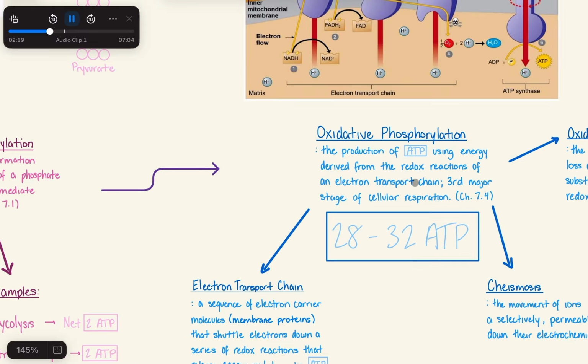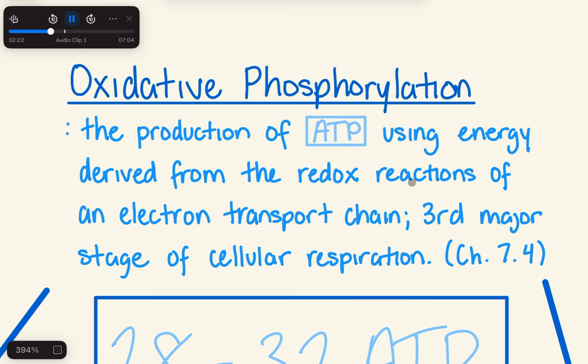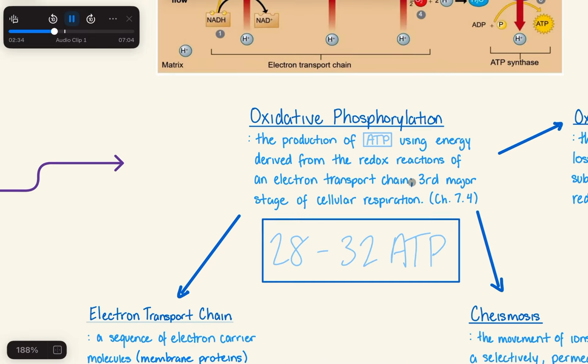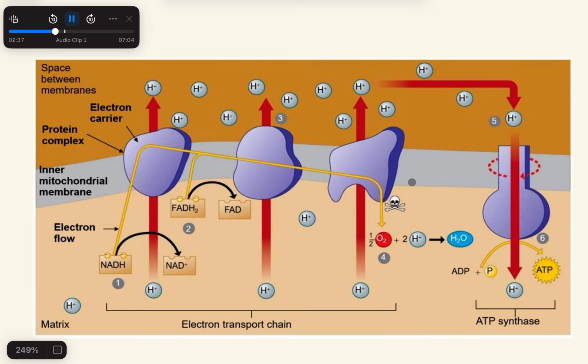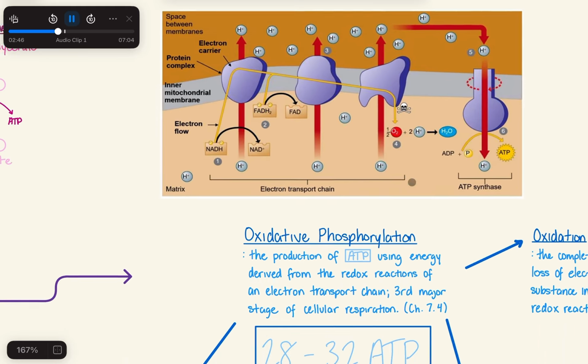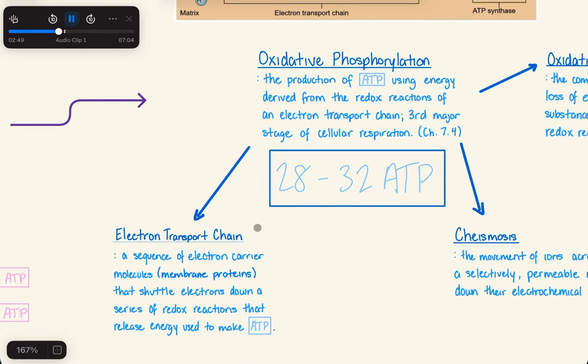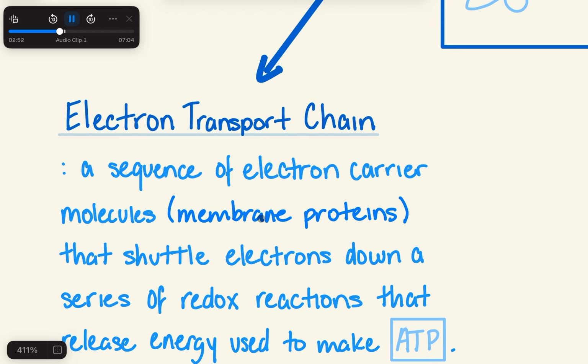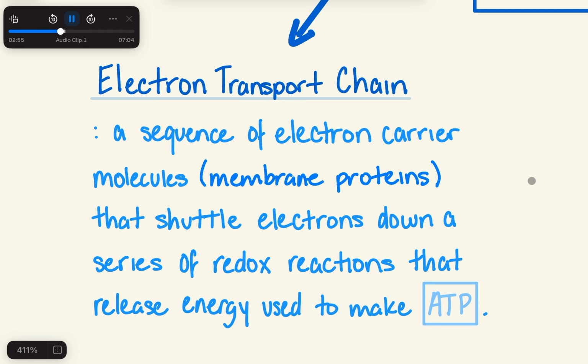Moving on to oxidative phosphorylation, it is defined as the production of ATP using energy derived from the redox reactions of an electron transport chain, or the third major stage of cellular respiration, chapter 7.4. And there are two definitive points of oxidative phosphorylation, which is the electron transport chain and the ATP synthase. The electron transport chain is a sequence of electron carrier molecules, the membrane proteins, and they'll shuttle electrons down a series of redox reactions that release energy to make ATP.